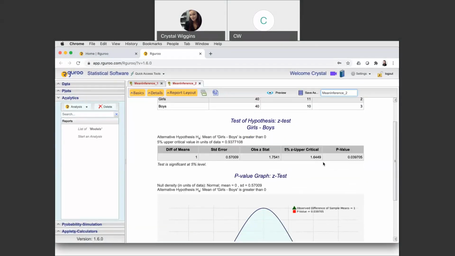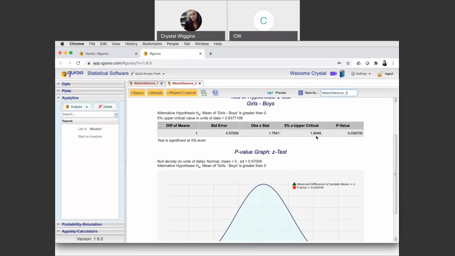So now we can see that the p-value is 0.039, which is less than 0.05. So we are going to conclude that this test is significant. And we could also take a look at the upper critical value being 1.6449, and the z-test statistic is 1.75, which falls to the right of our upper limit and therefore also verifies our conclusion that we are rejecting the null hypothesis, and therefore concluding that it is significant to mention that the girls' reading times are longer than the boys'.